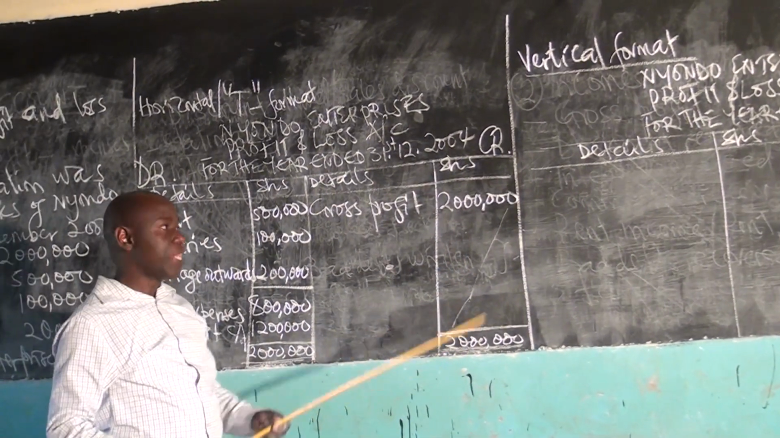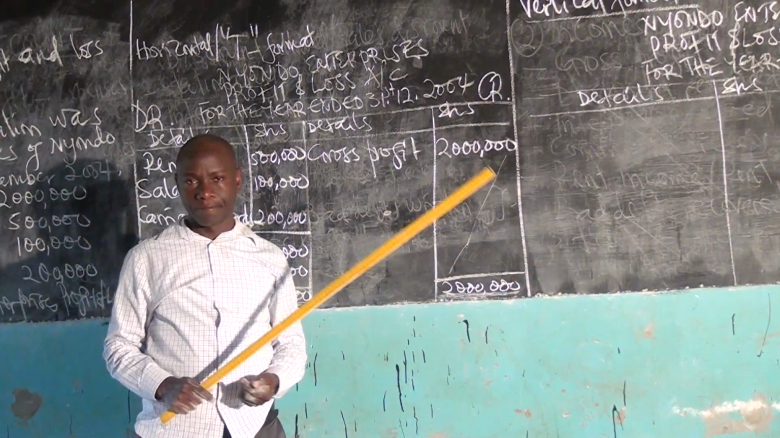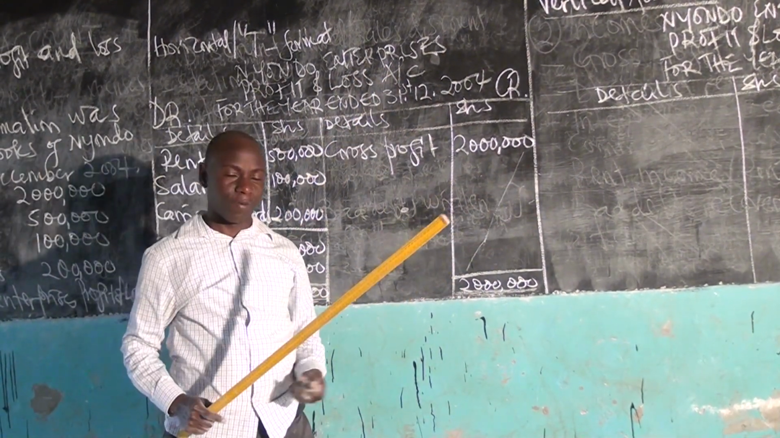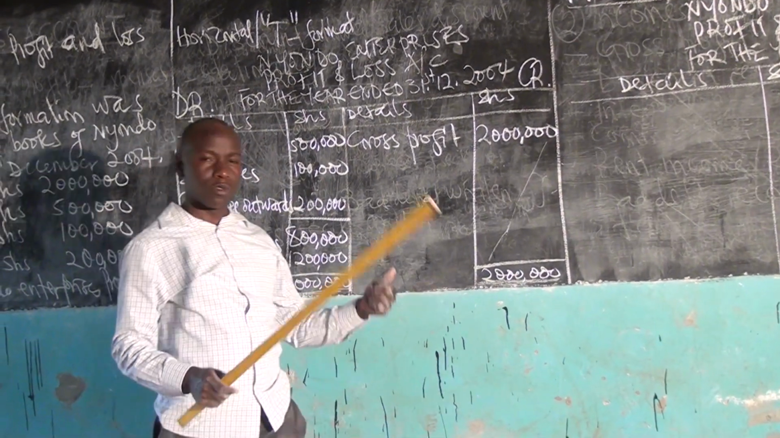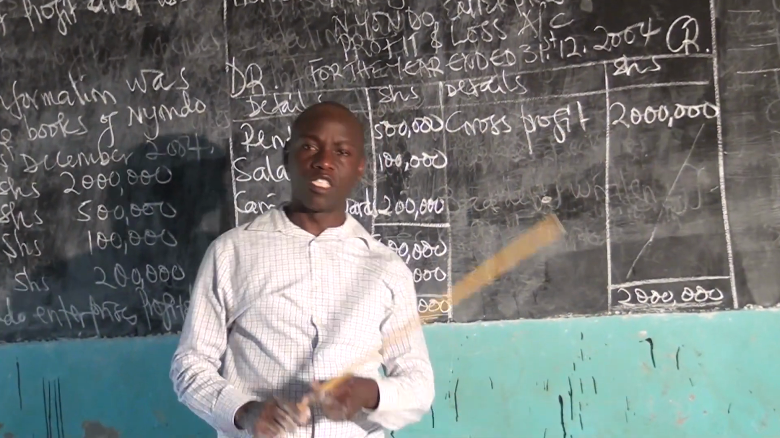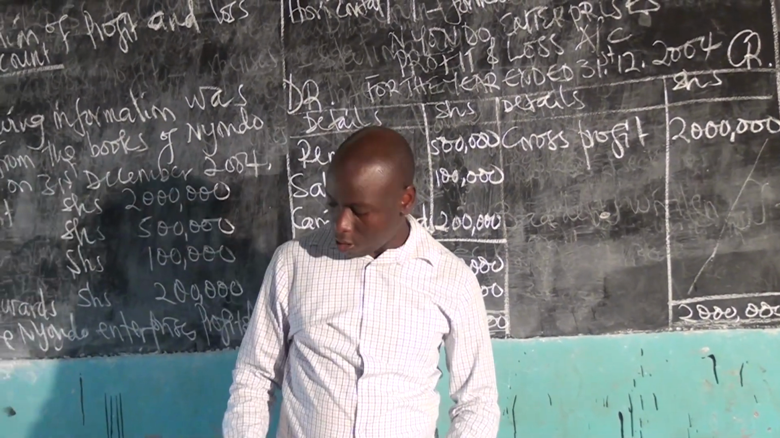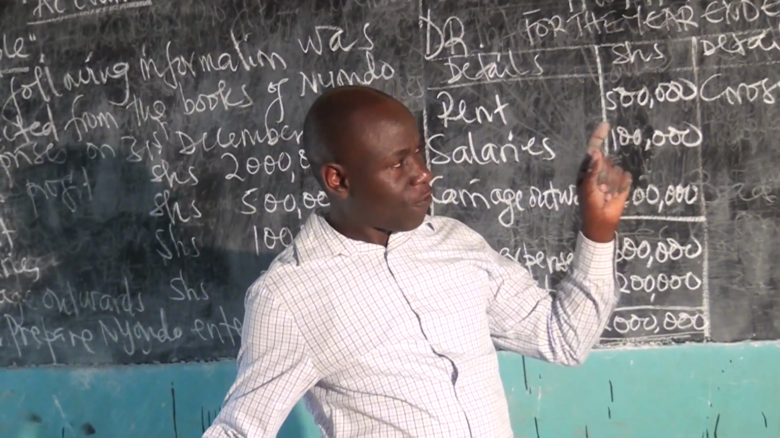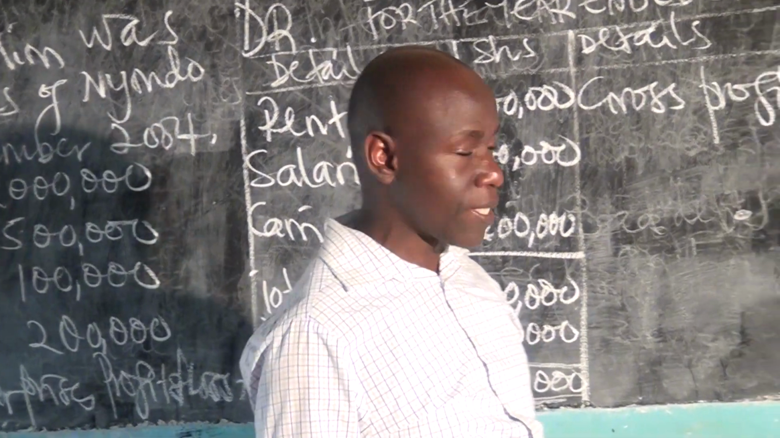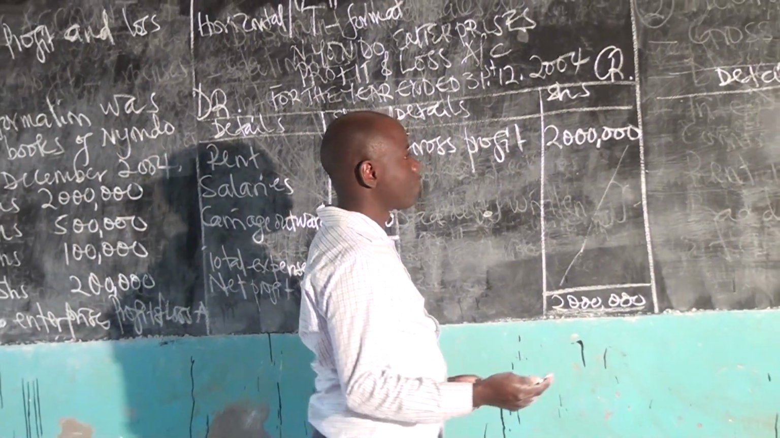When you are preparing the profit and loss account using the vertical format, our formula is very important here. Remember I told you, we draw the profit and loss account to calculate net profit. The formula for calculating net profit is gross profit minus expenses, or total incomes minus total expenses. So our first formula, net profit is equal to gross profit minus expenses. We are going to use it here.